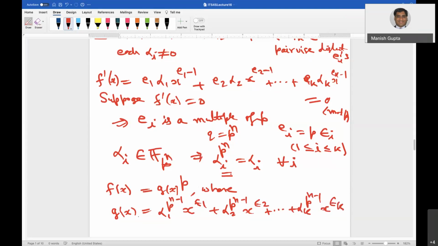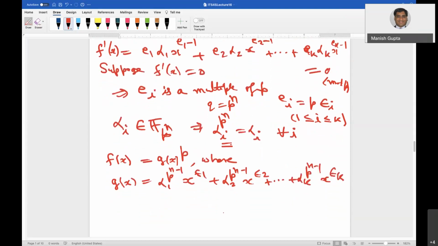Because if I raise the whole thing to power p, what will happen? This will be alpha i raised to power p^n, which is alpha i, right? So alpha 1 raised to power, and p times epsilon is e1, e2, and so on, right? So we can write it like this.